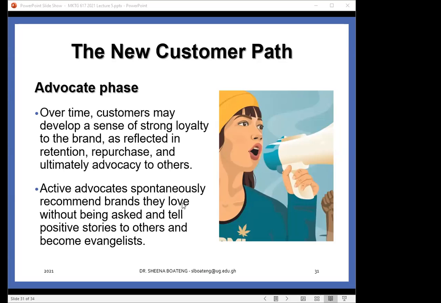Now, these are the preferred kinds of customers that we would like to have online. Customers who will be active advocates for the brand and spontaneously recommend it without being asked or told to do so. Remember, we talked about the loyalty continuum, and we talked about the terrorist customer versus the apostle customer. Do you remember?